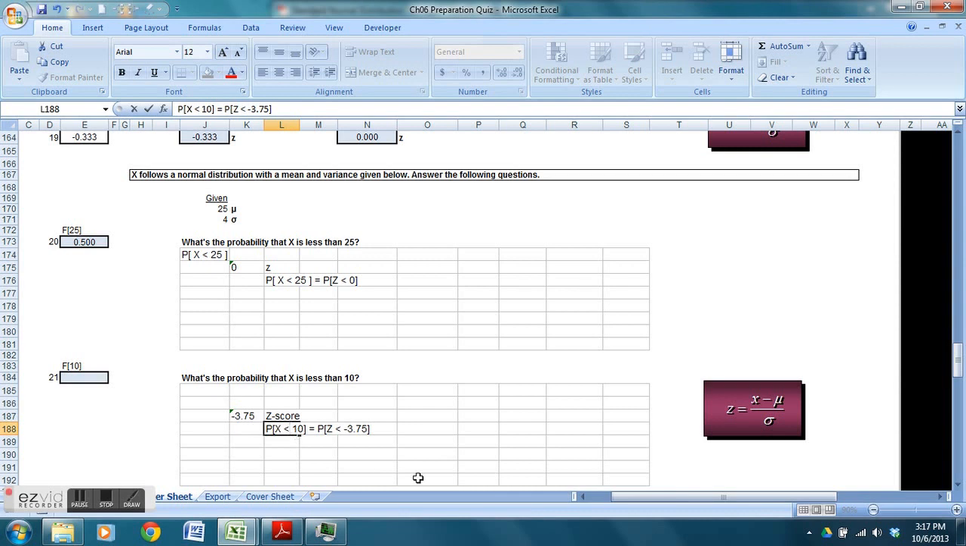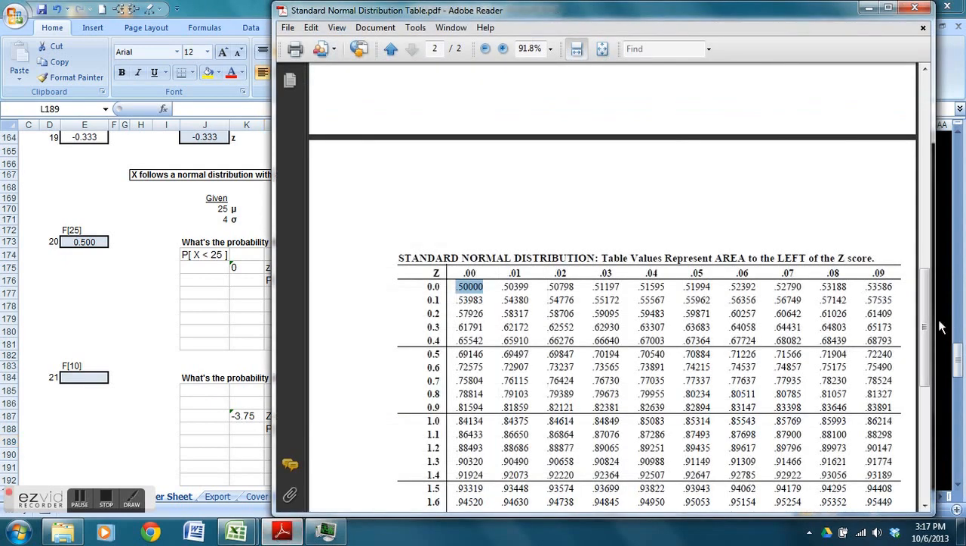So if instead we were doing the probability that x is greater than 10, you find the z-score, and then you change the x to a standard normal, and you change whatever x value you're interested in, in this case 10, to the z equivalent value. Anyways, now we know the probability that z is less than negative 3.75. We can go to our table and look up the probability for that.